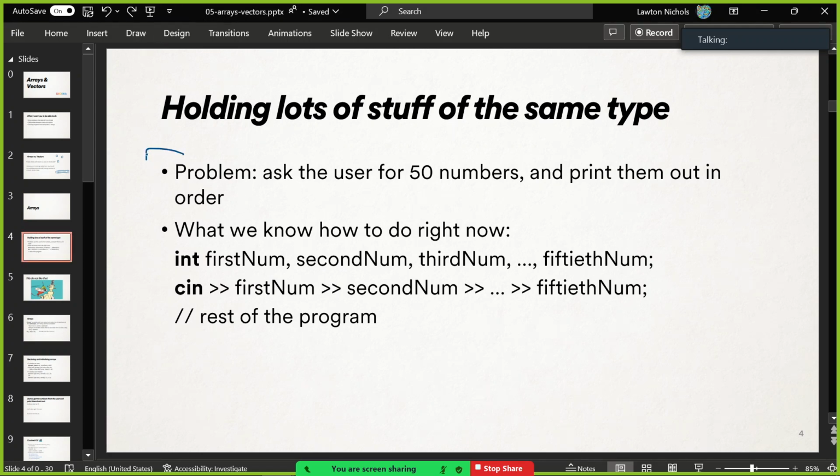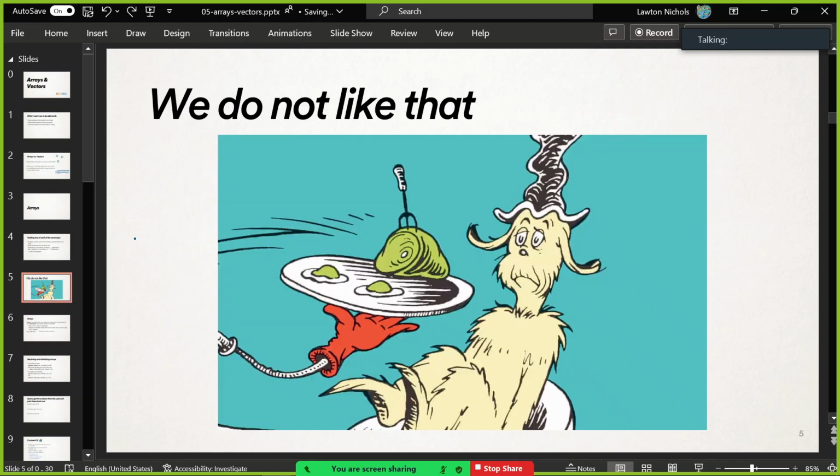All right? So here's an example problem that would be very hard for you to solve right now. Let's say that you wanted to ask the user for 50 numbers, and then you want to print out each of those numbers that the user typed to you in the order that they typed them. That would lead to a very disgusting program. You'd be like, all right, I have to make 50 int variables, and I have to cin into each of them. That's a very long 2 lines. Hopefully you'd split it up, but loops can't even save you. You need 50 separate things. That's no fun.